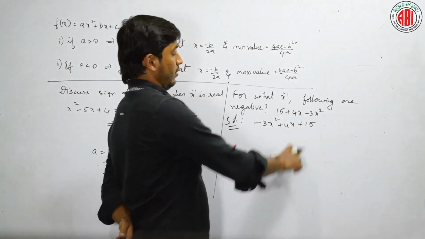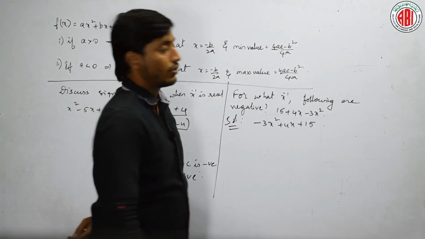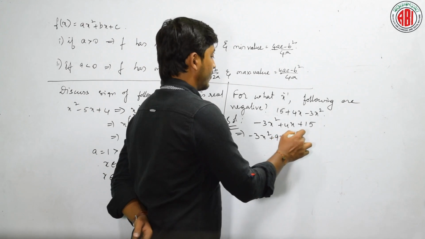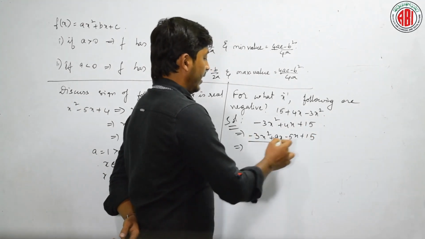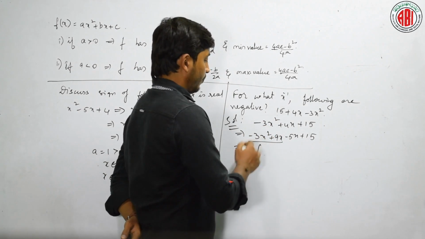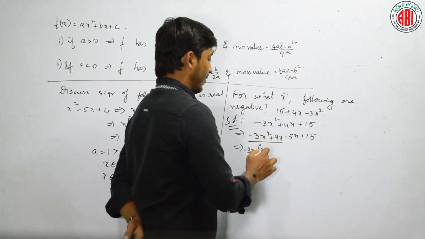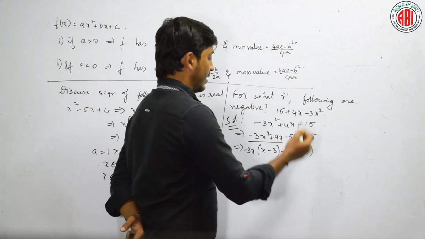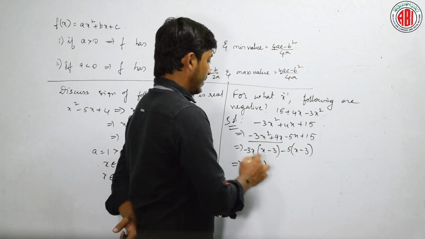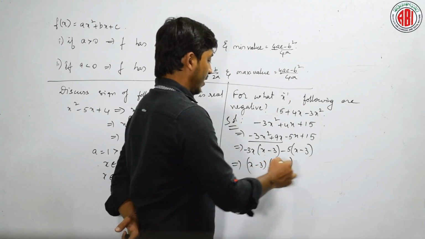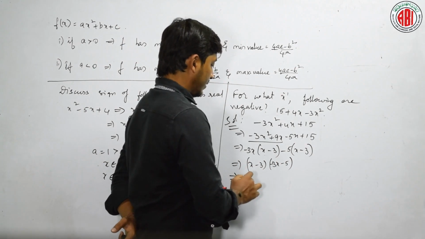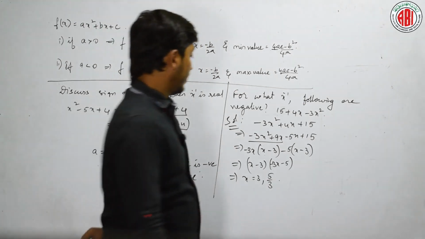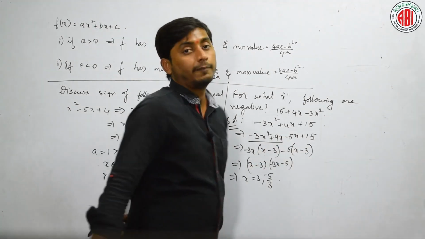15, 3 5s are 15, 9 5s are 45, right. So, let us factorize it. Minus 3x square plus 9x minus 5x plus 15. Let me take minus 3x common, it will be x minus 3, right. Here if I take minus 5 as common, I will get x minus 3. So, x minus 3 into minus 3x minus 5. So, I will get the values as 3 and minus 5 by 3. Is it right?